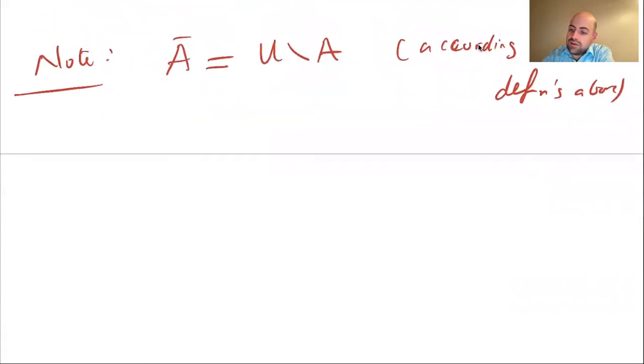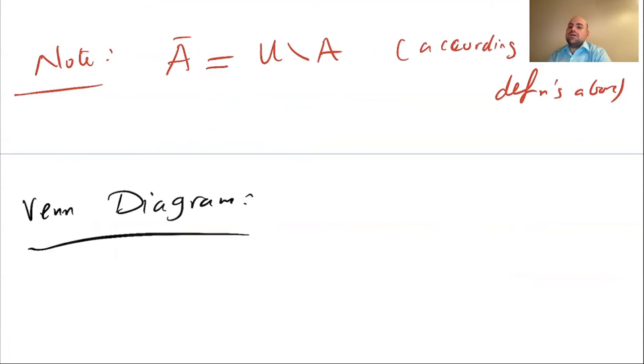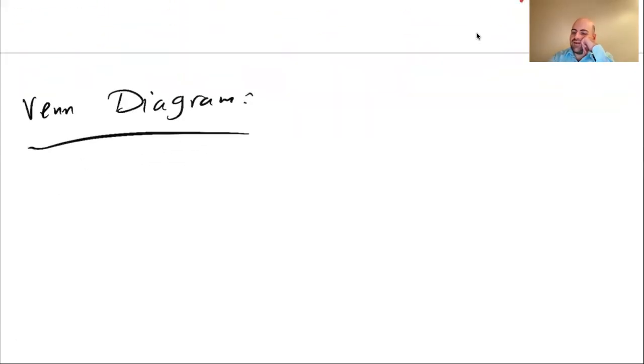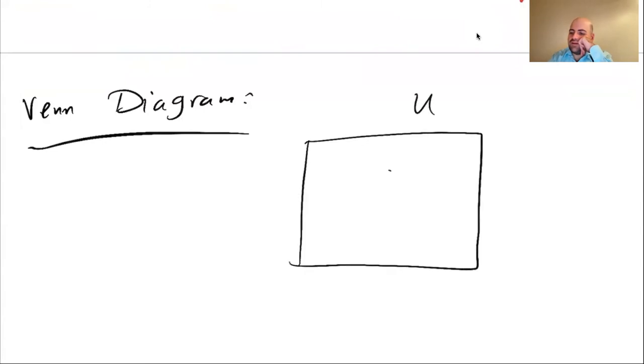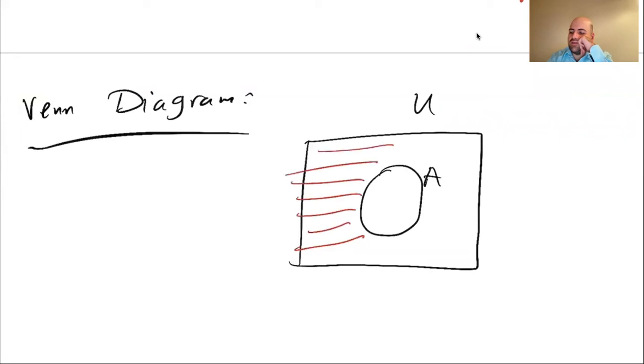So the Venn diagram here, how would it look? Let's say we have a set U here, and then A here. Then A complement would be all elements which are in U, not in A.